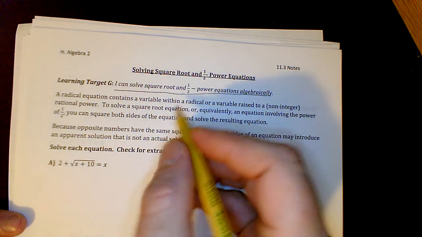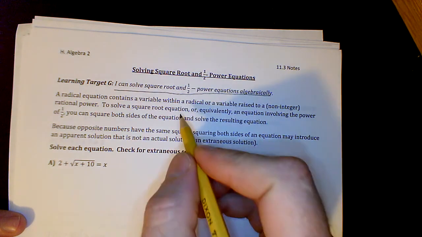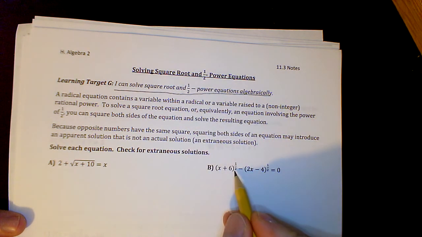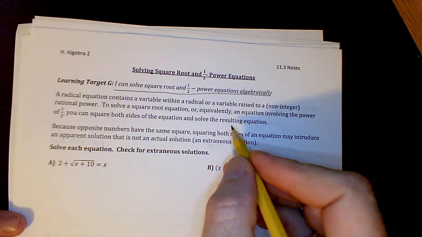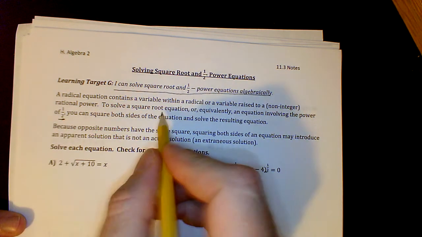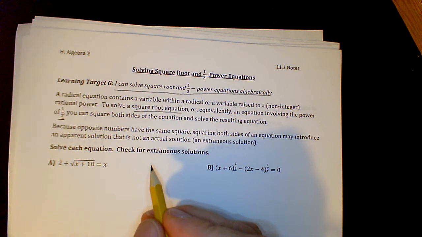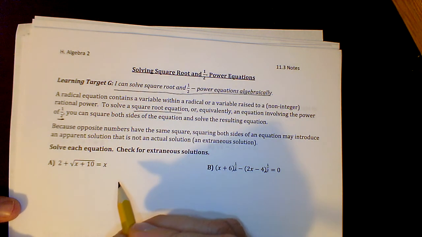A radical equation contains a variable with a radical or a variable raised to a non-integer rational power, for instance, 1/2 and 1/2 here, or a radical like you see here. To solve a square root, or equivalently, an equation involving a power of 1/2, they're just saying square roots and 1/2 are the same, right? You can square both sides, and then we solve what's left.